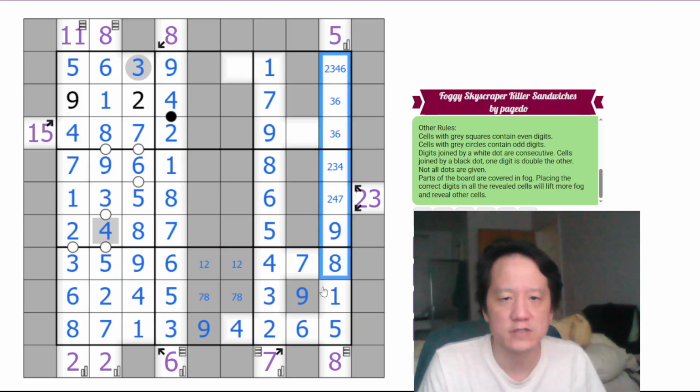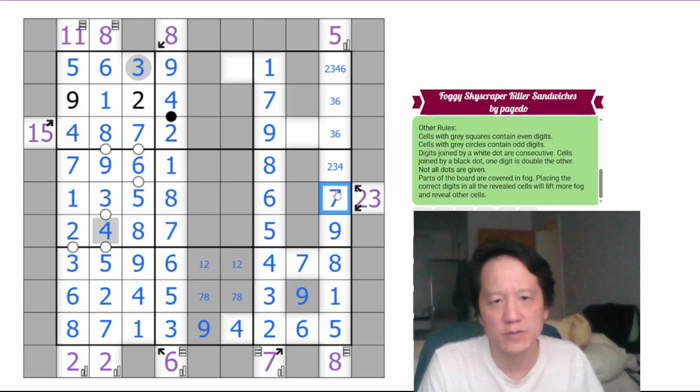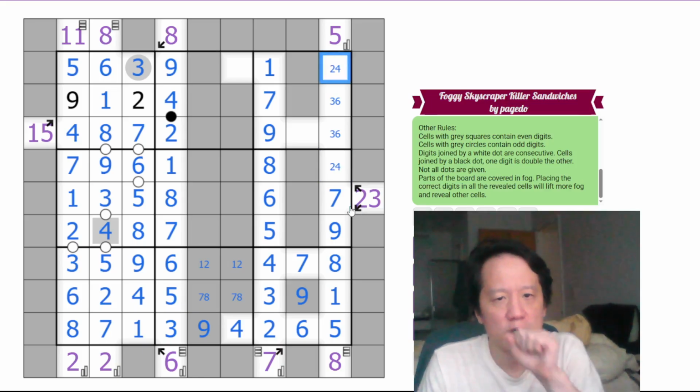So where is the 7 in column 9? It must be here. We have a 3, 6 pair, which eliminates 3 and 6 in the rest of the column. So this is 2 or 4. This is 2 or 4.